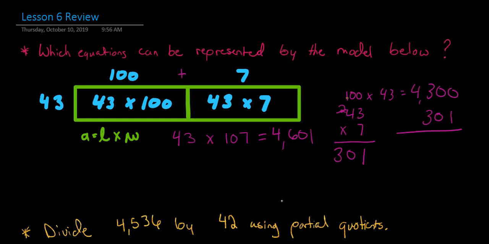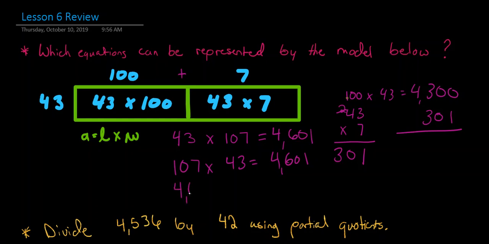So my overall problem wasn't just solving this, but my overall problem was, what equations could be represented here? So the first equation that could be represented is 43 times 107 equals 4,601. I also could multiply it the other way, and I could do 107 times 43 equals 4,601. And as we taught multiple times in class, division is the inverse operation of multiplication. So I could do that backwards as well.